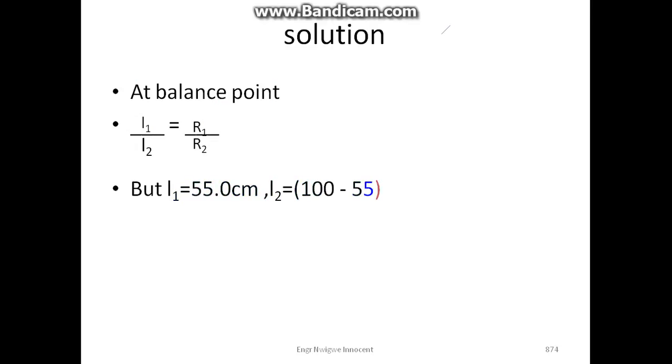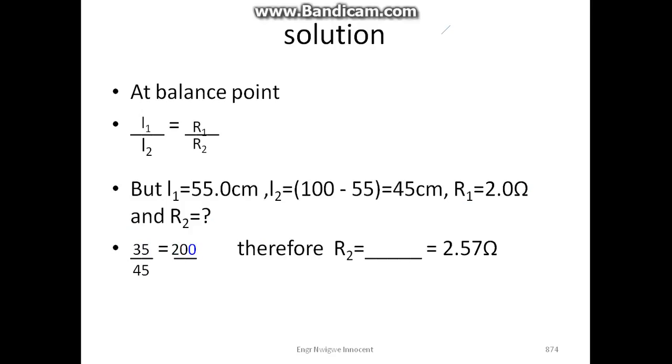Solution. At balance point, L1 over L2 is equal to R1 over R2, but L1 is equal to 55.0 cm. L2 is equal to, in bracket, 100 minus 55, which is equal to 45 cm. R1 is 2.0 ohms and R2 is unknown. 55 over 45 is equal to 2.0 over R2. Therefore, R2 is equal to 2 times 45 all over 55, which is equal to 1.64 ohms.